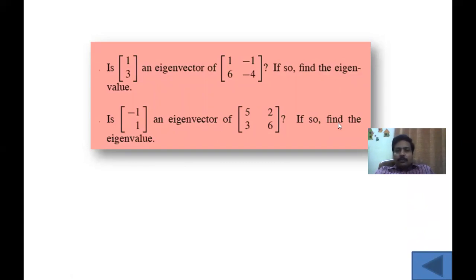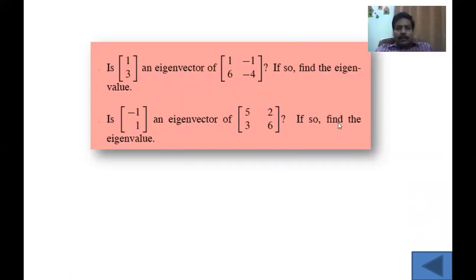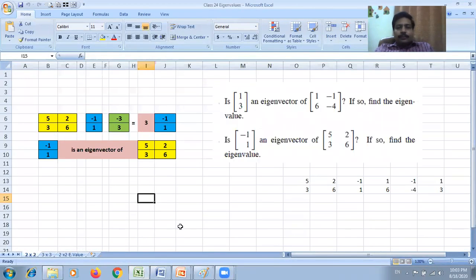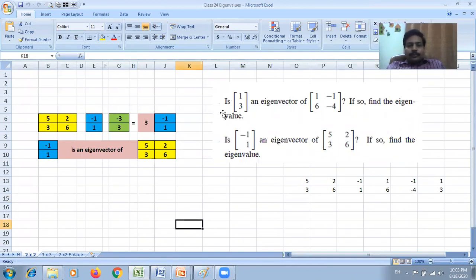So similarly, we can solve some more examples. Is 1, 3 an eigenvector of 1, -1, 6, -4? If so, find the eigenvalue. Similarly, there is another problem. So let us go to our Excel lab where there is a simple program for this. So these are the problems. So the second problem is ready here.